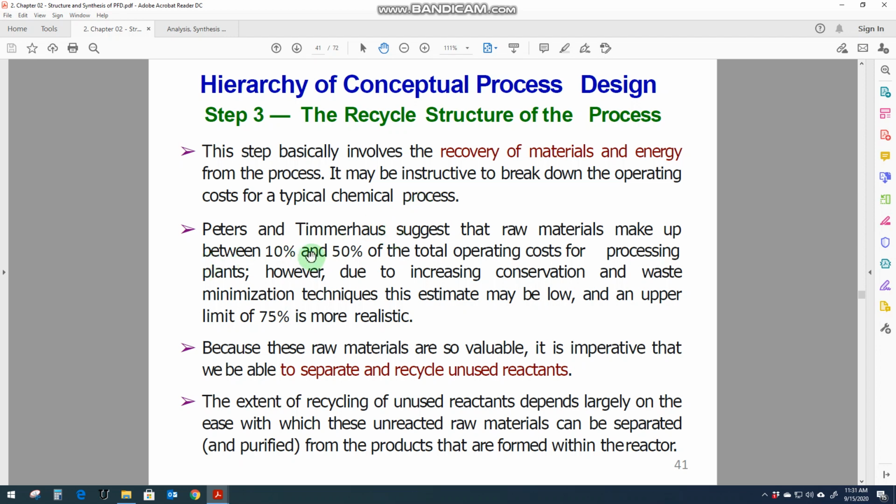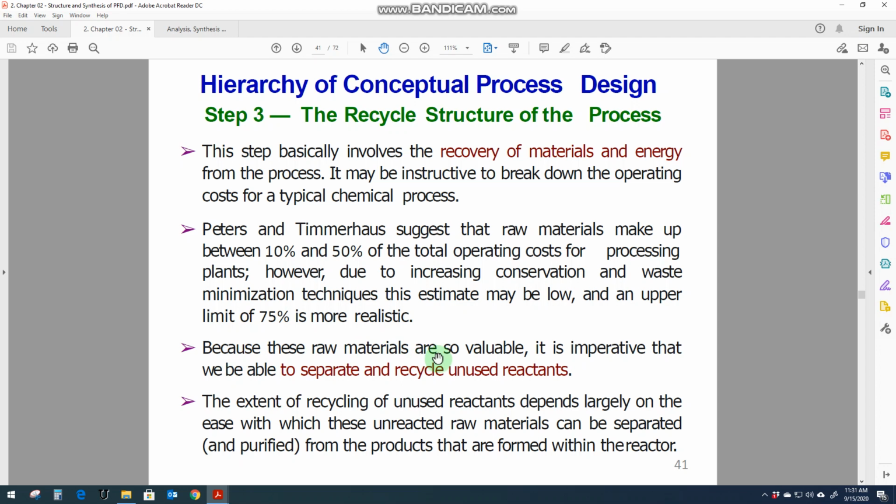Peters and Timmerhaus suggest that raw materials make up between 10% and 50% of the total operating cost for processing plants. However, due to increasing conservation and waste minimization techniques, the estimate may be low, and an upper limit of 75% is more realistic. Okay, so earlier we saw that the raw material cost would have a 10 to 50% share in the operating cost of the processing plant, but due to better techniques in the conservation of energy and mass, the use of recycle structures, and waste being minimized, now 75% of the total operating cost will include the cost of the raw materials.